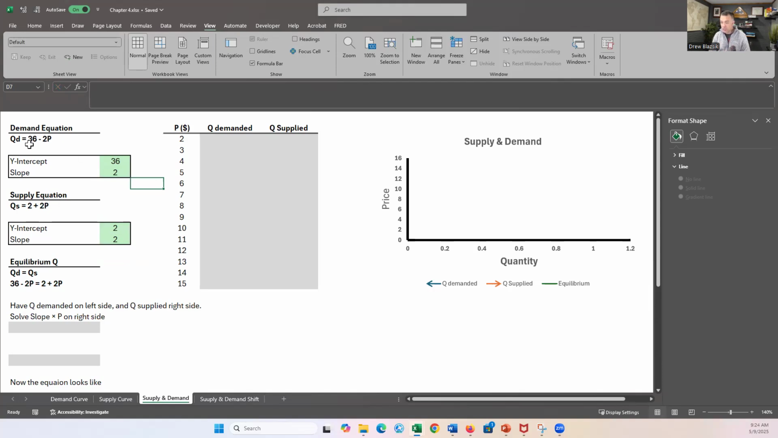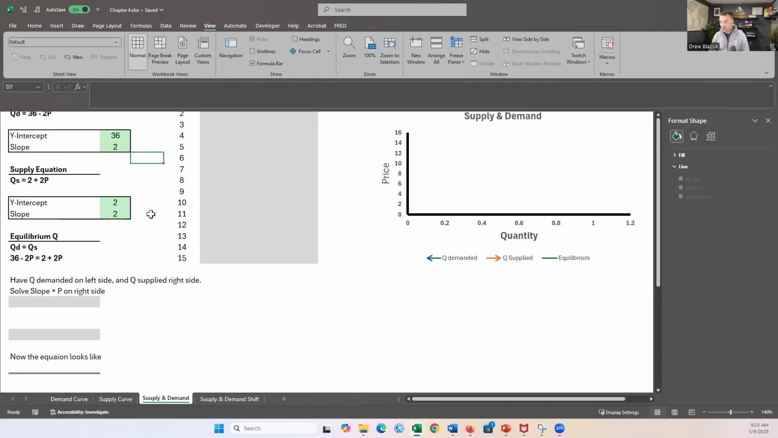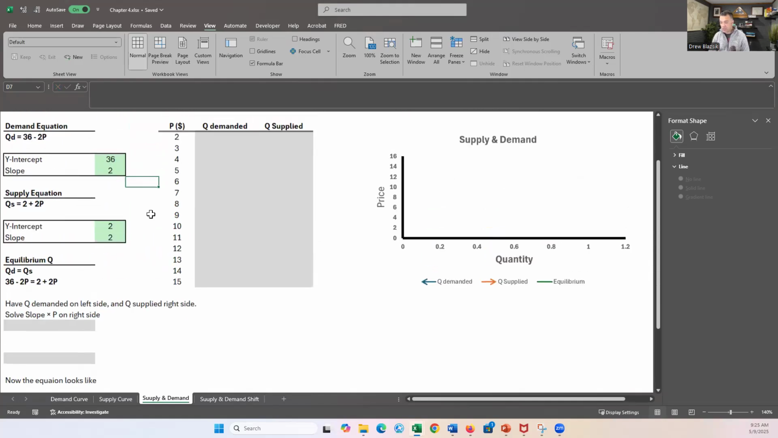So this is our equation here for demand, 36 minus 2, and then supply is a positive relationship with price. That means if price goes up, my quantity supplied goes up. If price goes up on demand, my quantity demanded goes down. Okay, so we got that. We got the equations there.